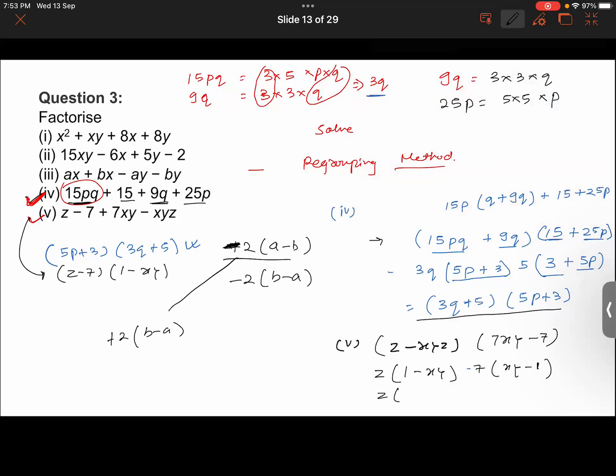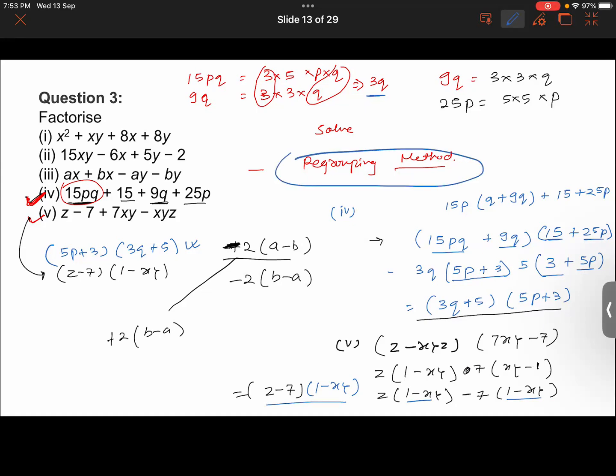So it will be z into 1 minus xy, and then minus 7 into 1 minus xy. Earlier the sign was not here. So you are left with z minus 7. And what is common, Arham? 1 minus xy is common, so 1 minus xy you have to write over. So this is the way you have to solve using the regrouping method. Is that clear? Good, Arhan, and Arham as well.